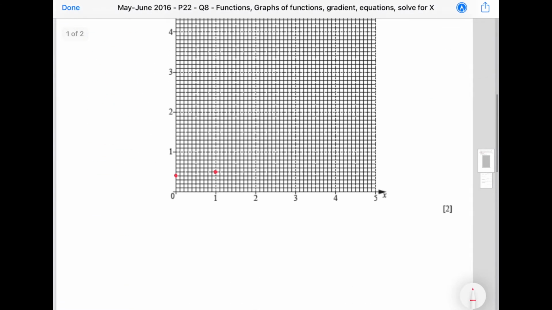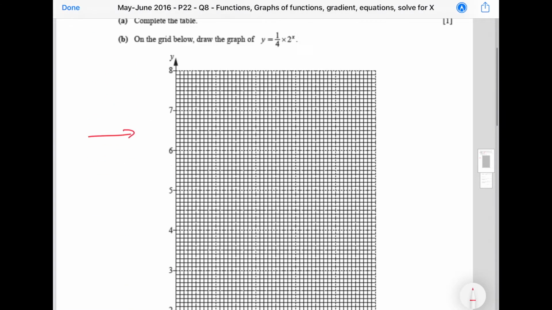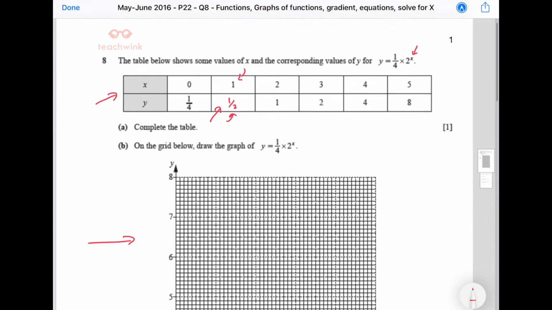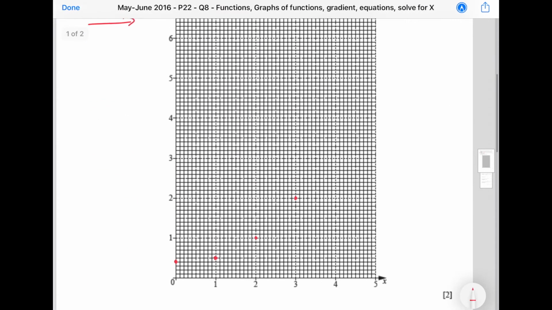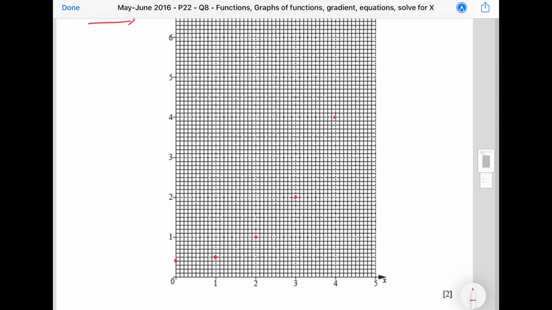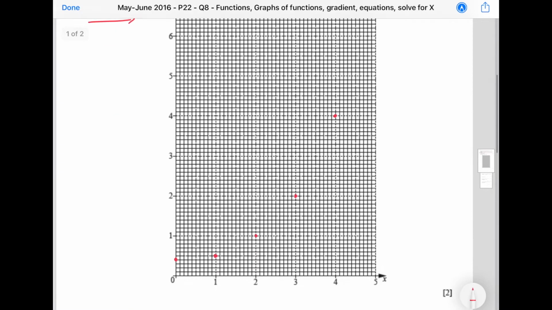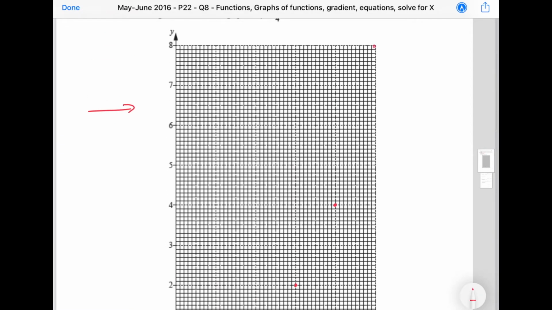So let's draw a point at 2 and 1. Then it says 3 and 2. It is increasing. Okay, then it says 4 and 4. Wow, that's a big jump. So it comes over here. And then it says 5 and 8, which is the point that is going to be over here.